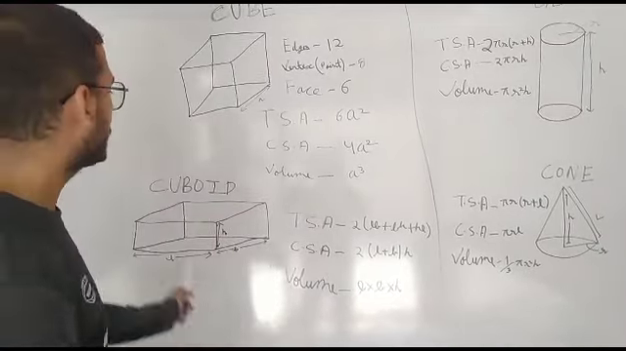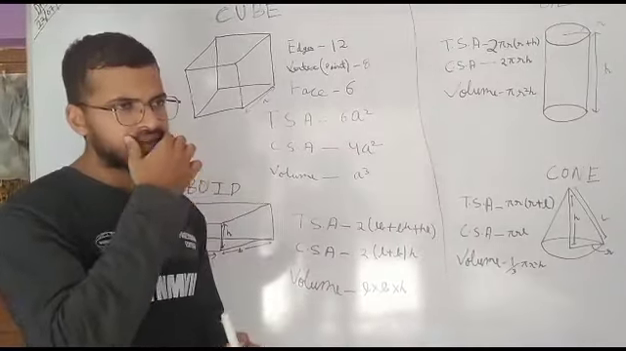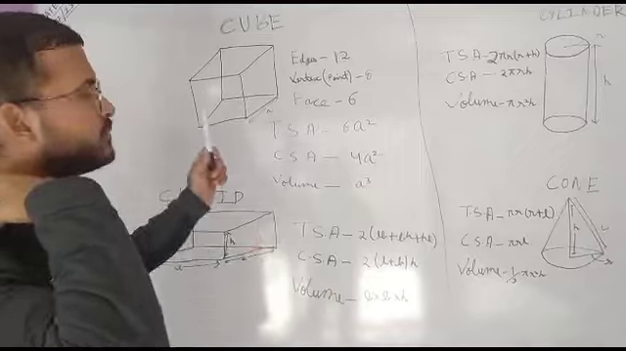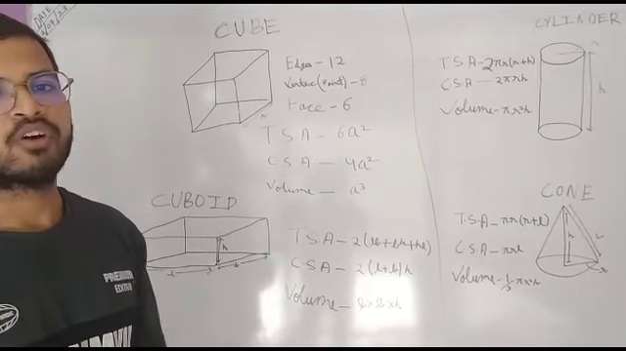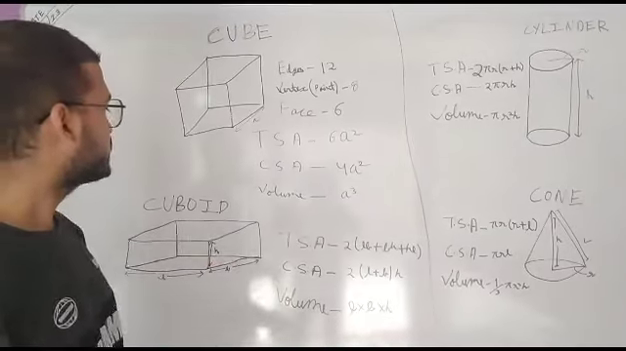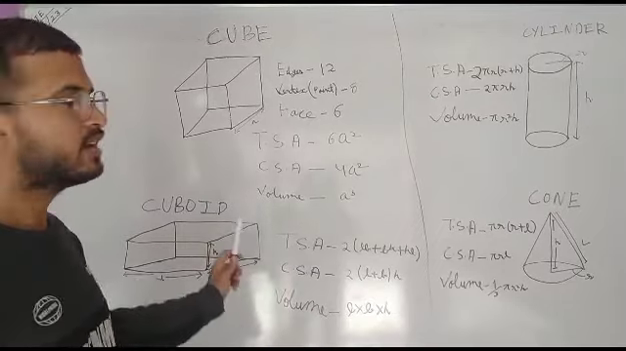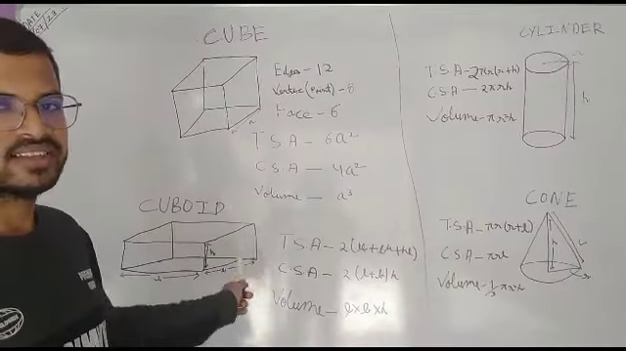The next figure is the cuboid. A cuboid is the same as a cube, but a cube is made up of squares and a cuboid is made up of rectangles, 6 rectangles. It has 8 vertices, 12 edges and 6 faces.